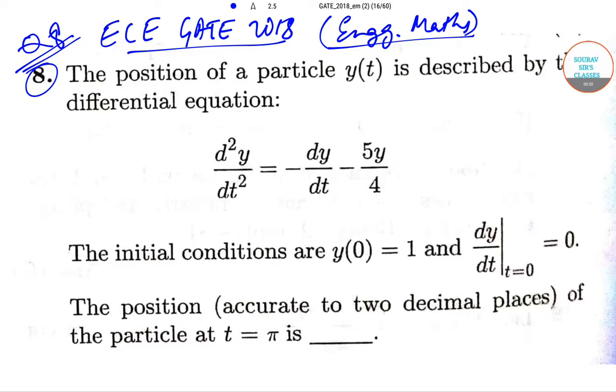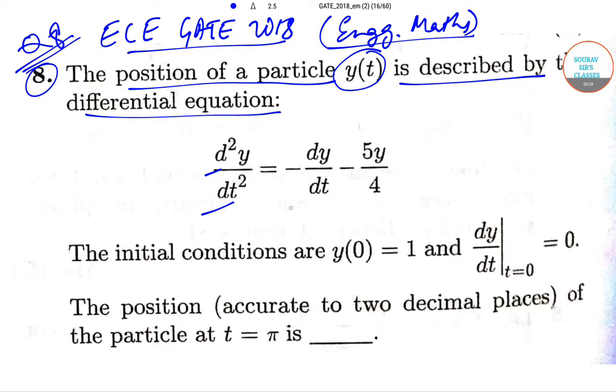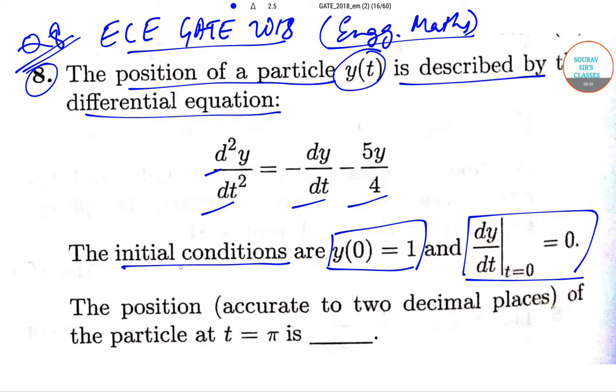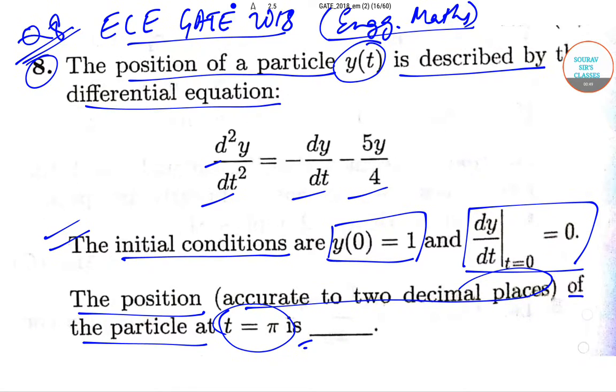In question number 8, we've been given that the position of a particle y(t) is described by the differential equation d²y/dt² = -dy/dt - 5y/4. Now the initial conditions are that y(0) = 1 and dy/dt at t = 0 is equal to 0. These are the two initial conditions. So now we need to find out the position, accurate to two decimal places, of the particle at t equal to pi. This is what we need to find out.